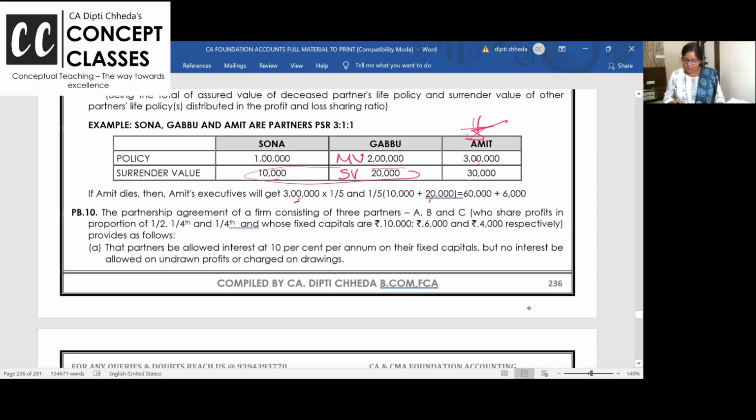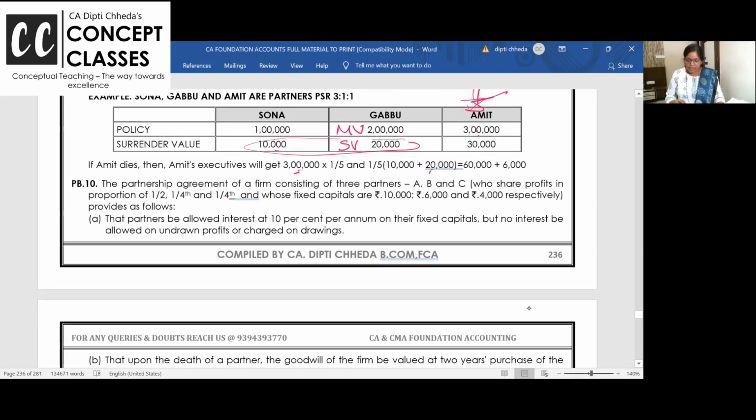For this, let us solve this 10th problem. Partnership agreement of the firm consists of 3 partners. Check in your book, is the ratio correct? If not, then write it. A, B, and C are having profit sharing ratio half, 1/4, 1/4.